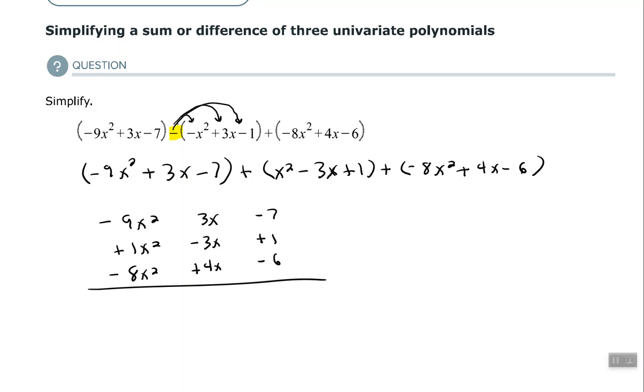Now we just want to combine the like terms vertically. So the first column, we have negative 9x squared plus 1x squared, which is negative 8x squared. And then negative 8 and negative 8 will give us negative 16x squared.